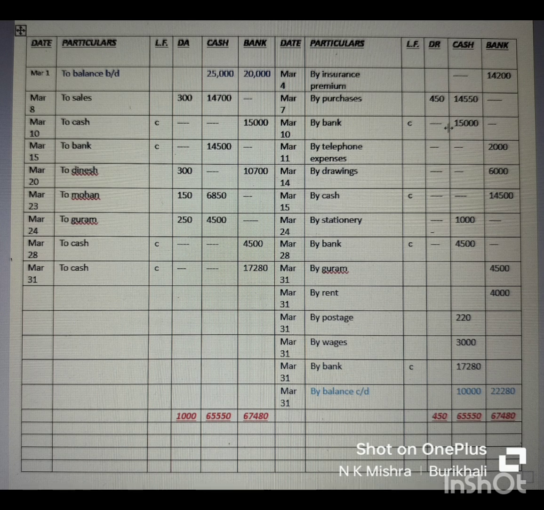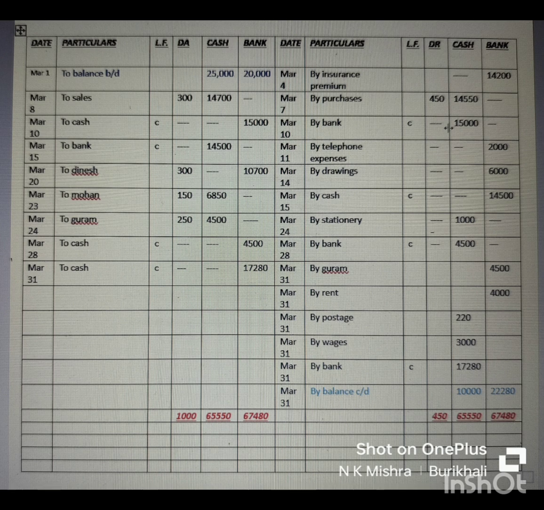The sales value is 15,000. 2% of 15,000 comes to 300. So 15,000 minus 300 comes to 14,700. So 14,700 cash I will be getting, and 300 rupees I am allowing as discount, that is a discount allowed. So I have shown 300 rupees on the debit side, and 14,700 I showed in the cash column.